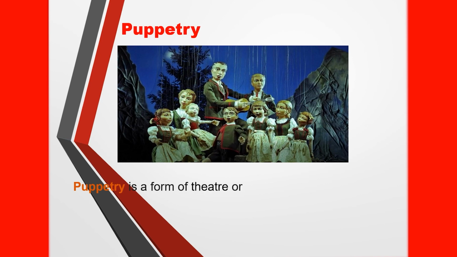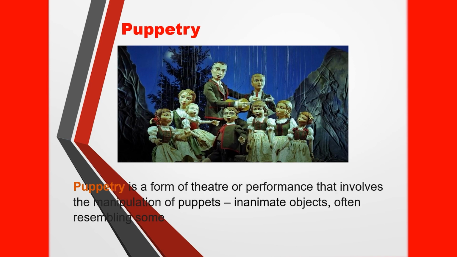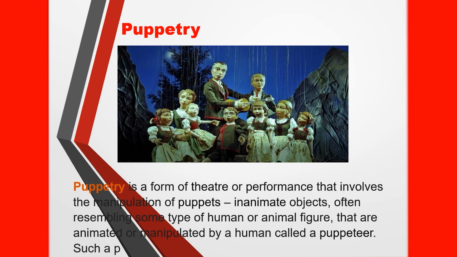Next is puppetry animation. Puppetry is a form of theater or performance that involves the manipulation of puppets, inanimate objects, often resembling some type of human or animal figure, that are animated or manipulated by a human called a puppeteer. Such a performance is also known as a puppet production.